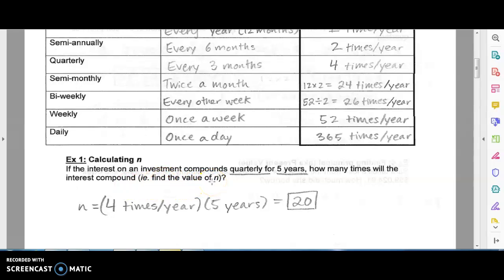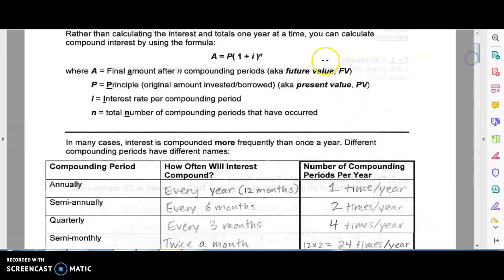Well, how many times does the interest compound in a year? We know it's quarterly, and if we look up at our table here, quarterly means 4 times a year. That's where this 4 is coming from. And how many years is the investment? 5 years. So 4 times a year times 5 years means it'll compound 20 times. So our n value in this case would be 20. If we're plugging this into our formula, if I move up here, this n value, the exponent, in that question would be 20.